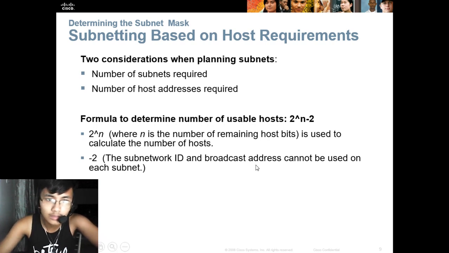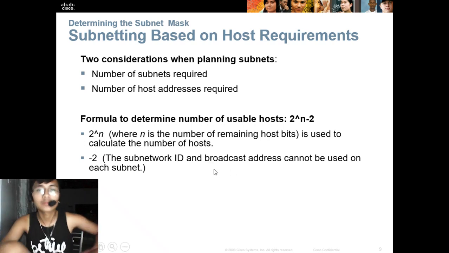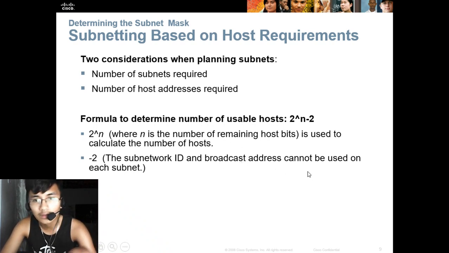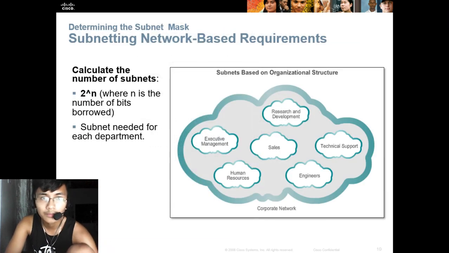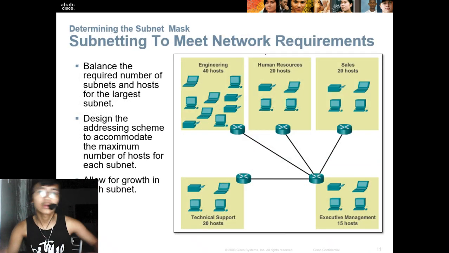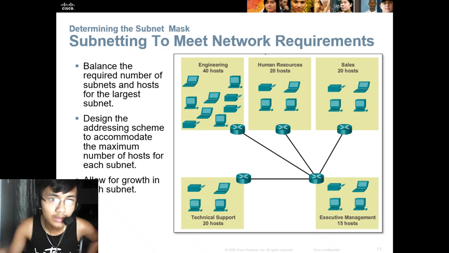So this minus 2 must always be in this formula, because the subnetwork ID and the broadcast address are not used in every subnet. Calculate the number of subnets you have. Yes, the same formula. To meet network requirements, balance the required number of subnets and hosts from the largest subnet. Design the addressing scheme to accommodate the maximum number of hosts for each subnet. Allow for growth in each subnet.